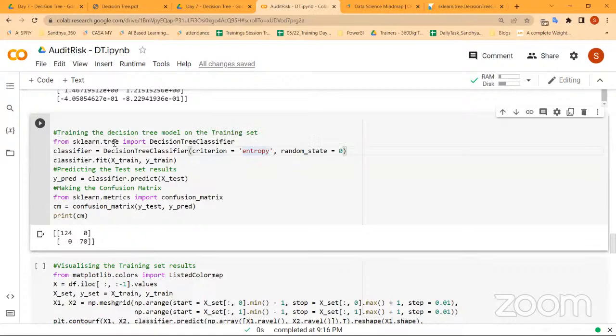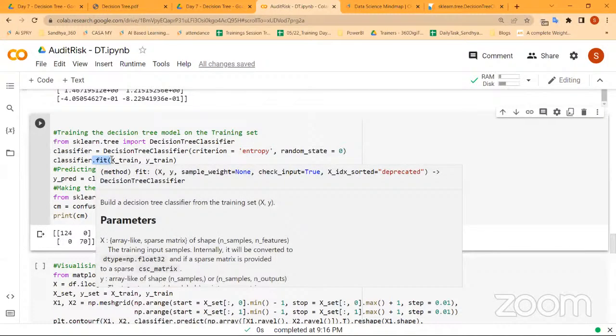Once we call the decision tree classifier, then I'm trying to fit the data. Whenever I say dot fit, I'm passing my data to build the model. Machine learning is all about predictive modeling. We try to build one model, give it new data, a test data, and finally get the predictions.